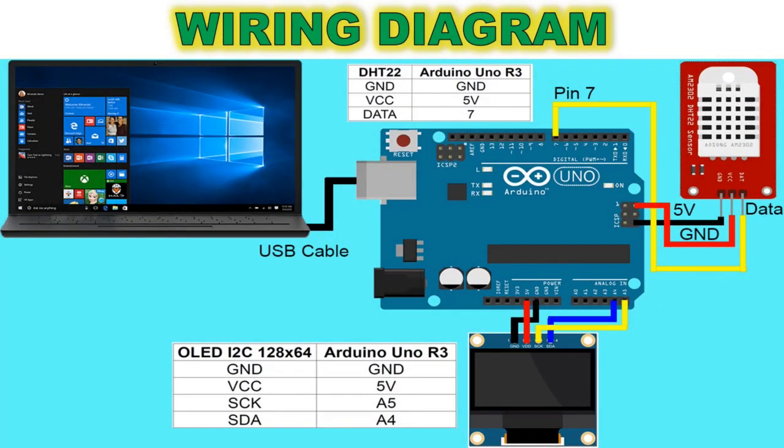This is the wiring diagram for our simple project. To connect the OLED display to the Arduino Uno R3, from the OLED display, the ground pin will be connected to the ground of the Arduino Uno. The VCC pin of the OLED display will be connected to 5 volts. The SCK or the system clock of the OLED display will be connected to the analog pin A5. Finally, the SDA or the system data of the OLED will be connected to the analog pin number A4.